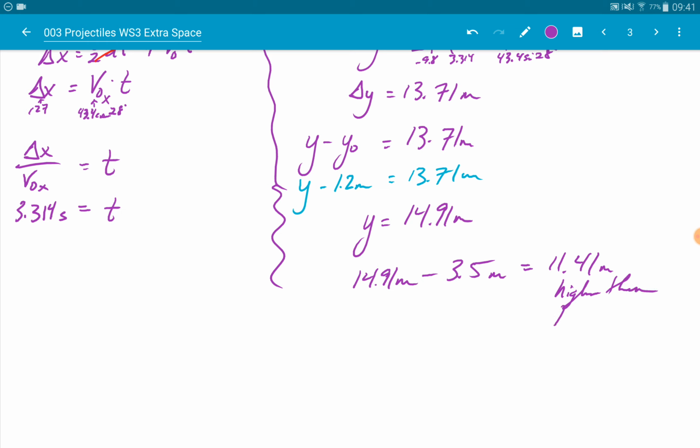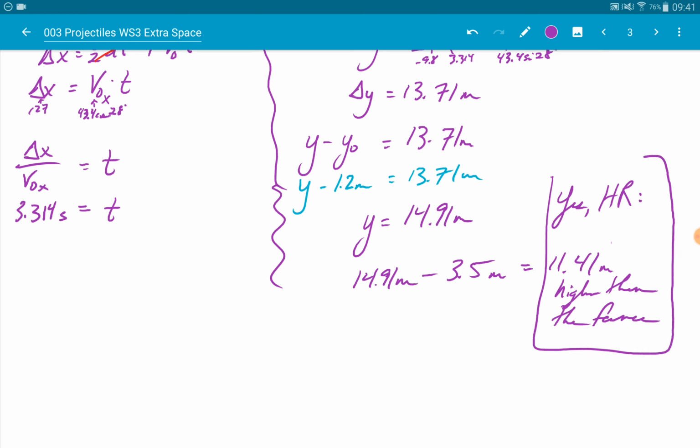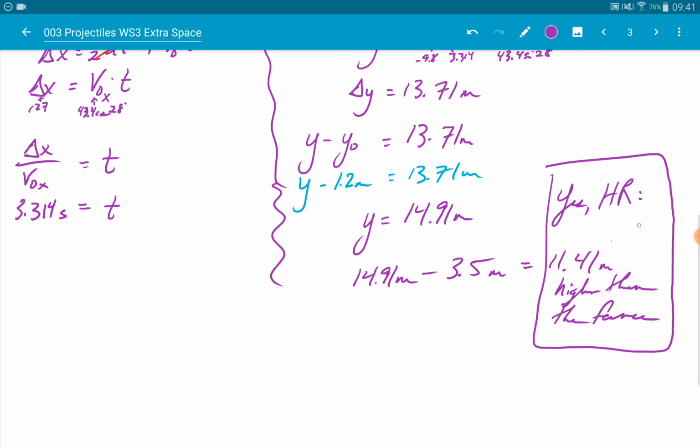So I add some qualifying statement to that. What does that mean? That's what that means. You should always be adding some sort of statement to your final answer there, especially in slightly more complex cases like this. So yes, home run. Maybe that's inside this little box here. And then like colon maybe, or semicolon, 11.41 meters higher than the fence.